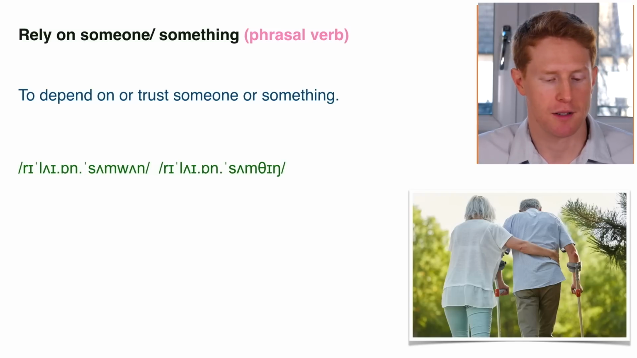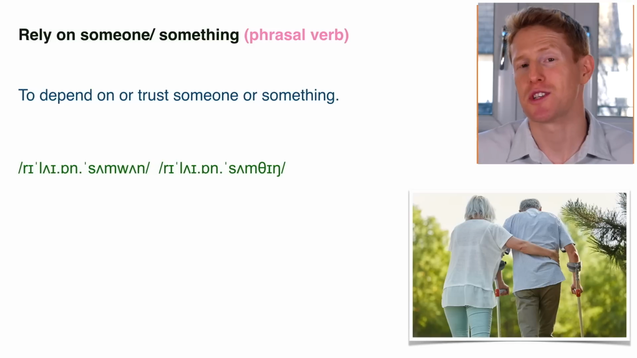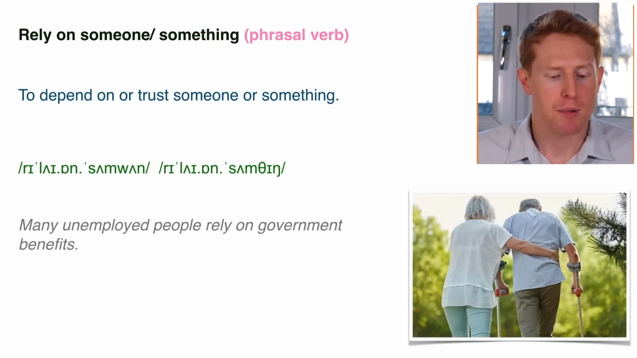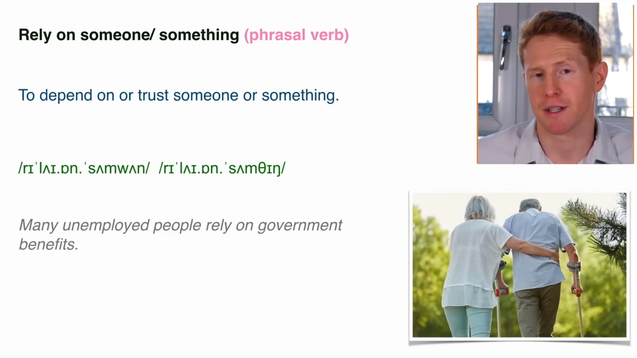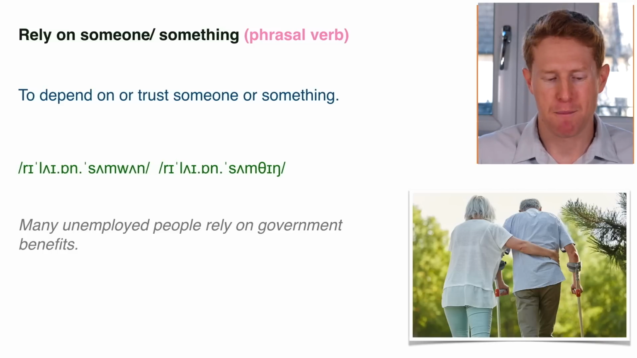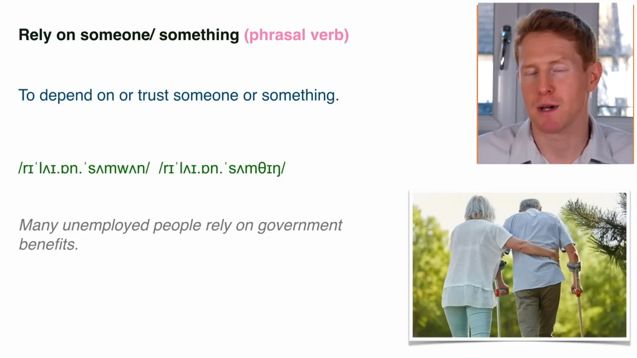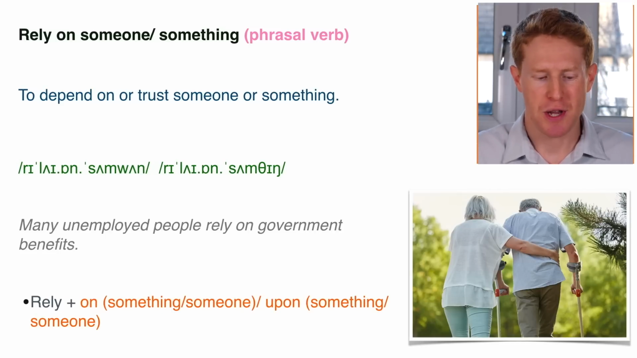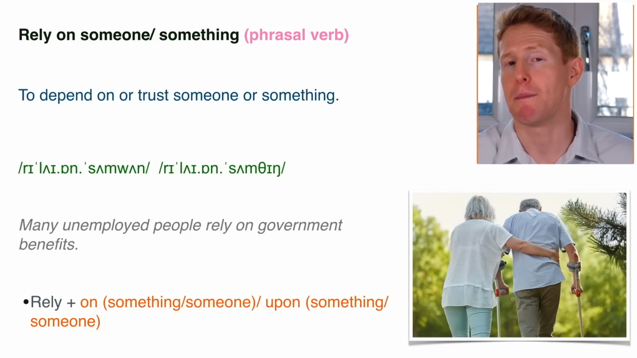Rely on something. Rely on someone. Many unemployed people rely on government benefits. Repeat after me. Many unemployed people rely on government benefits. Okay, so you hear rely on someone, rely on something. We can also rely upon someone or rely upon something.